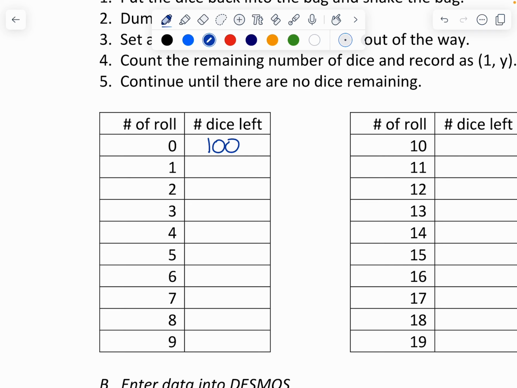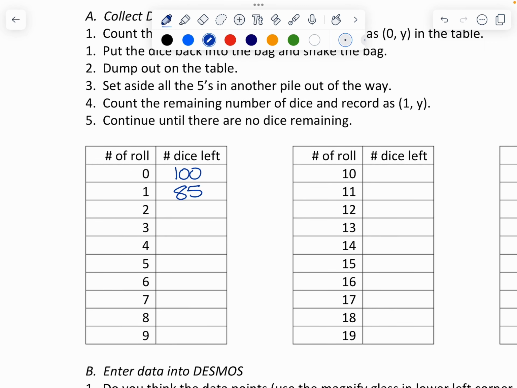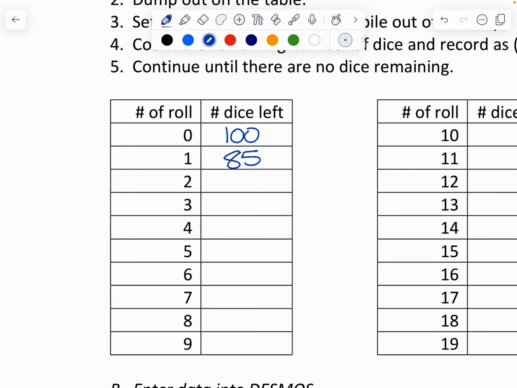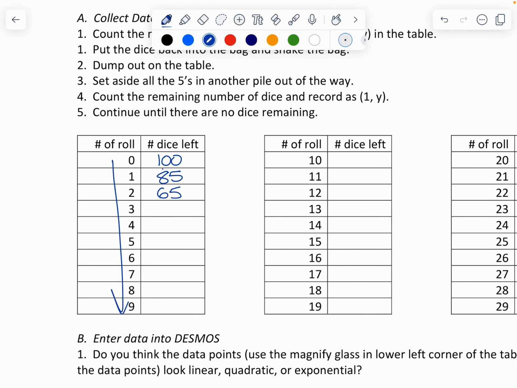Those do not go back in the bag. And I record 1 roll. I got rid of 15, so I have 85 left. I'm going to continue to do that until I don't have any more dice left. So I take the 85 that I have left, I put them back in the bag, I shake them up, I roll again, and this time I got 20 of them. So now I have 65 left. I take my bag, shake them up, and do it again, and I keep doing that as many times as it takes me.